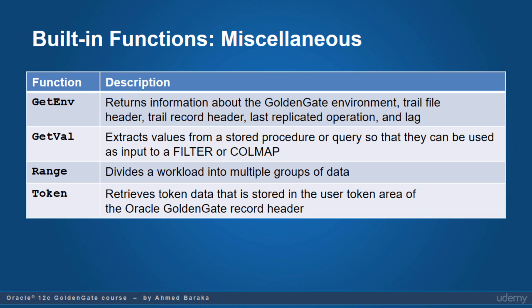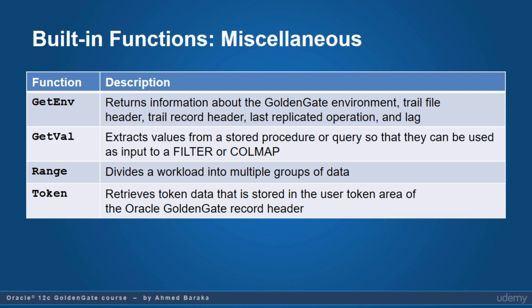The range function divides the workload into multiple groups of data. This is used when you configure multiple replicate processes and you distribute the workload among them. Personally, I prefer to use the coordinated replicate instead of using the range function. It provides the same advantage with less effort. I will cover the coordinated replicate in a separate lecture.